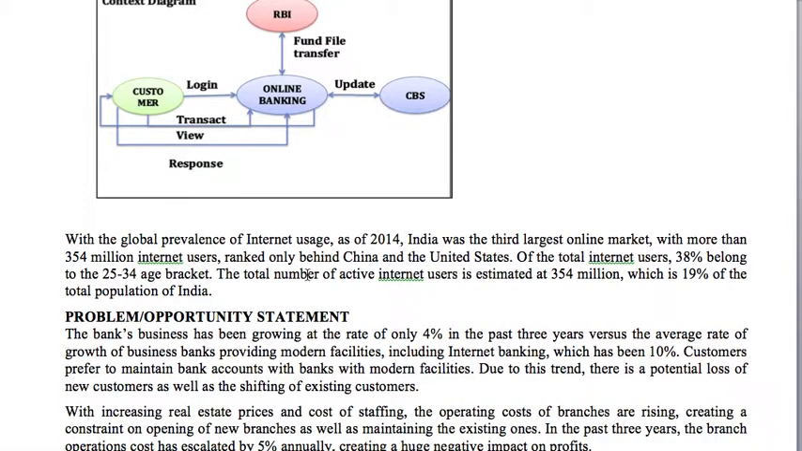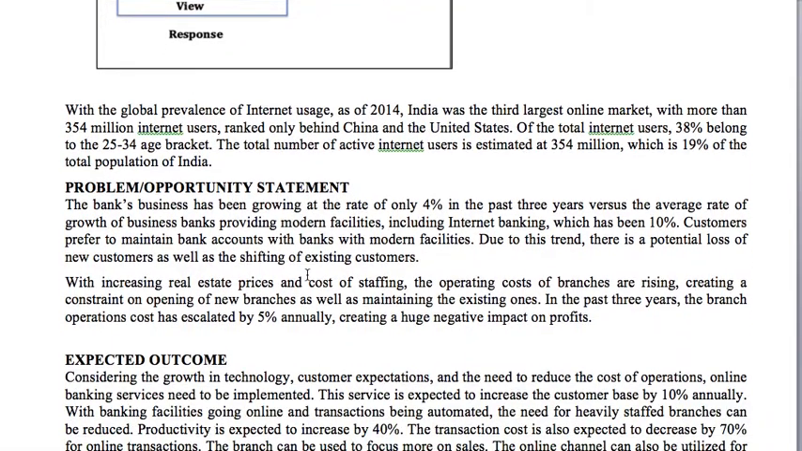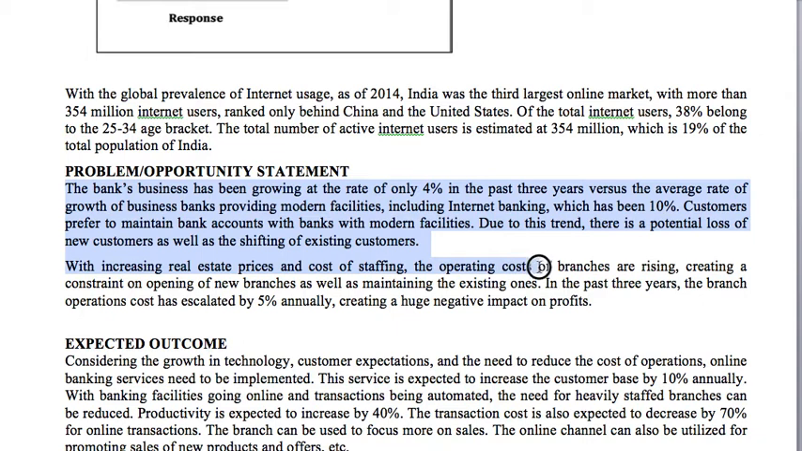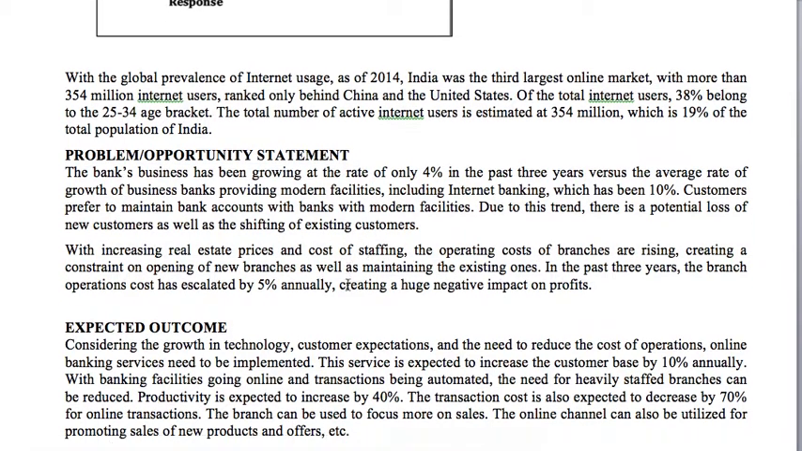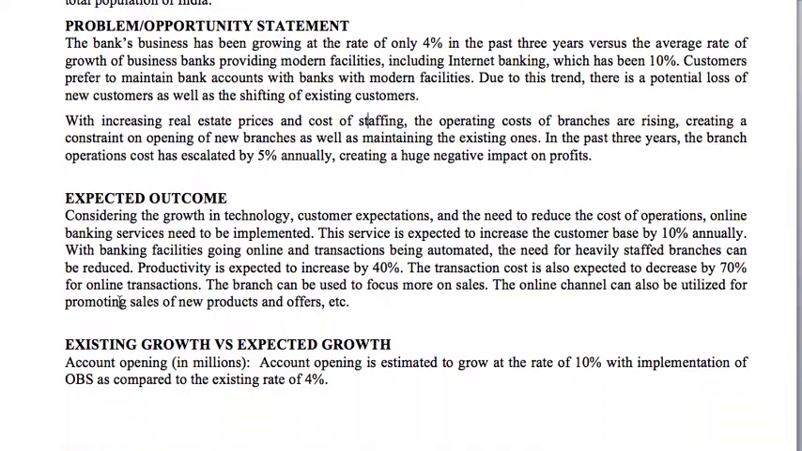A context diagram is provided. Now here is the problem and opportunity statement which you have written in your business case; you can bring it here and polish it a little bit. And for the expected outcome, based on the problems, you can mention the expected outcome. For example, productivity is expected to increase by 40%. The transaction cost is also expected to decrease by 70%.